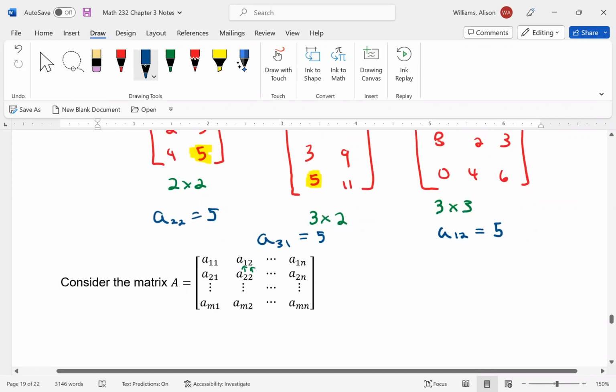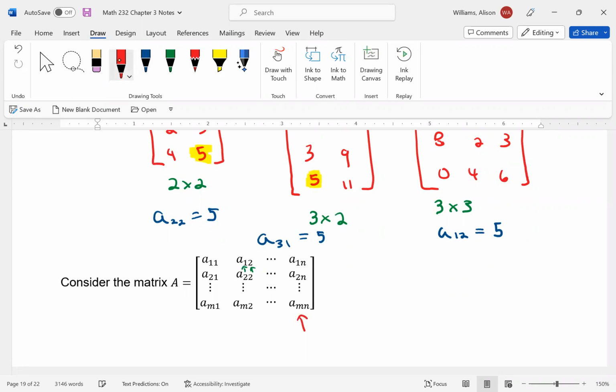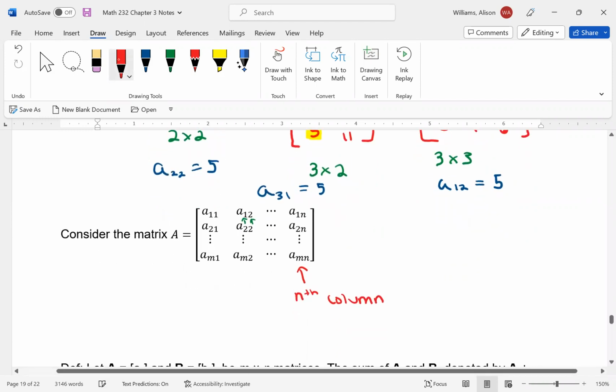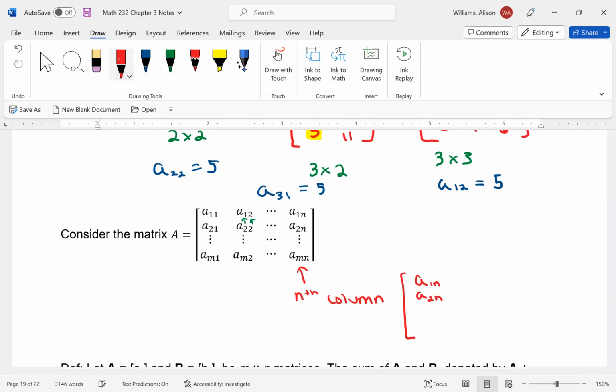Okay. All right, and then real quick, this is what we call the nth column, which I could, if I wanted to, write as its own matrix. A1n, A2n, A3n, you keep going all the way down to Amn. Here, let me make it long enough. I can make a matrix like that. That matrix, by the way, would be an m by 1. 1 column, m rows.